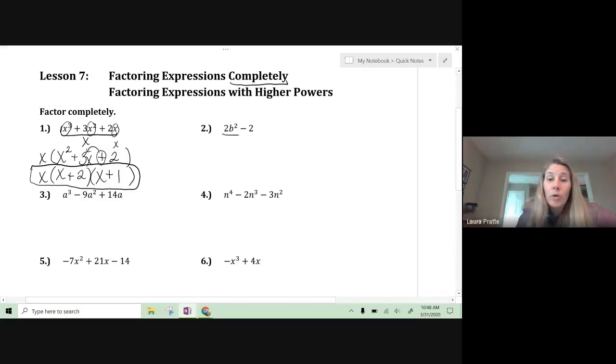So let's take a look at number 2. Number 2 is a binomial again. So the only thing they have in common here is 2. So we're going to divide out the 2 from each of our terms, leaving us with b squared minus 1.